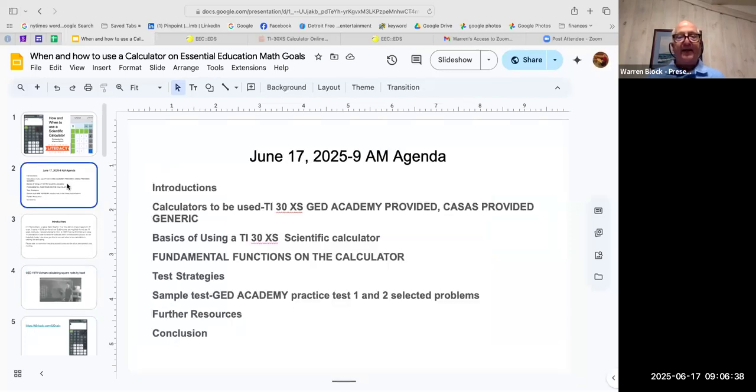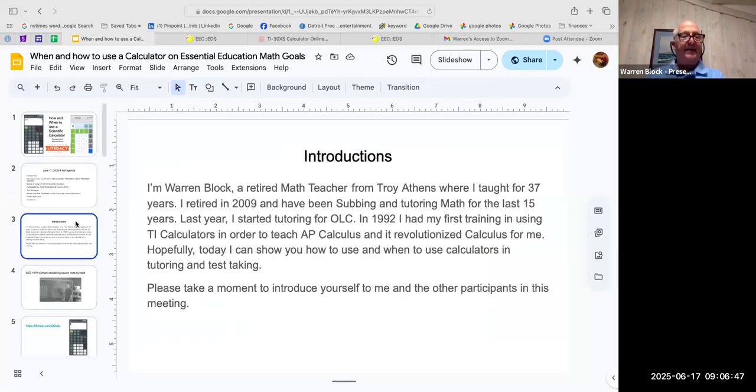So this is what I hope to do today. We'll do some introductions, starting by introducing me, and I'd like to hear from you. Let's do that now and take a moment to introduce yourself to me and the other participants in the meeting, and also what you hope to accomplish, and what your experience with the calculator is. Does everybody have a graphing calculator that's visible at this time?